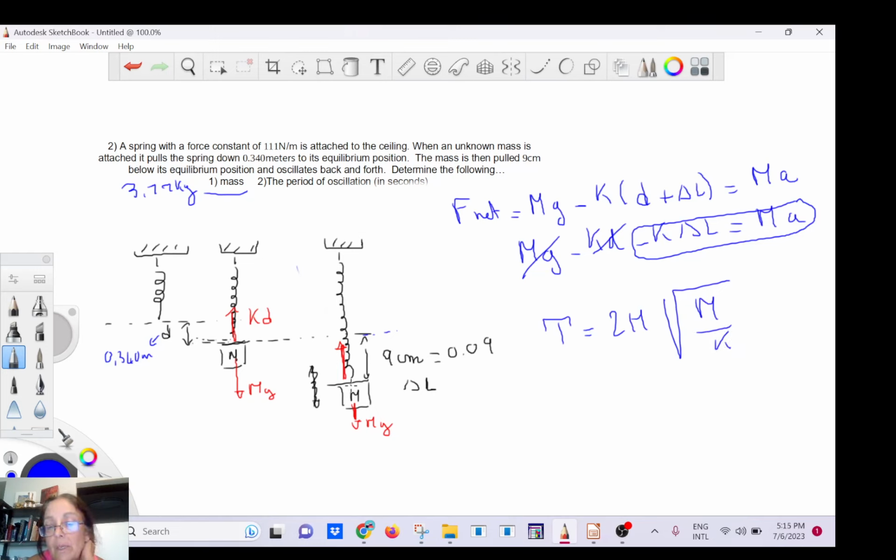Okay, but the motion is about this position here, right? So it's going to be 9 centimeters and then 9 centimeters. It's going to oscillate about here. So as far as the motion is concerned, you can forget about gravity. Everything happens like there is no gravity here. Okay. So what do they want? They want just the period. So the period is going to be 2 pi root of the mass, which is 3.77, divided by k, so 111. So the period is 1.16 seconds about.